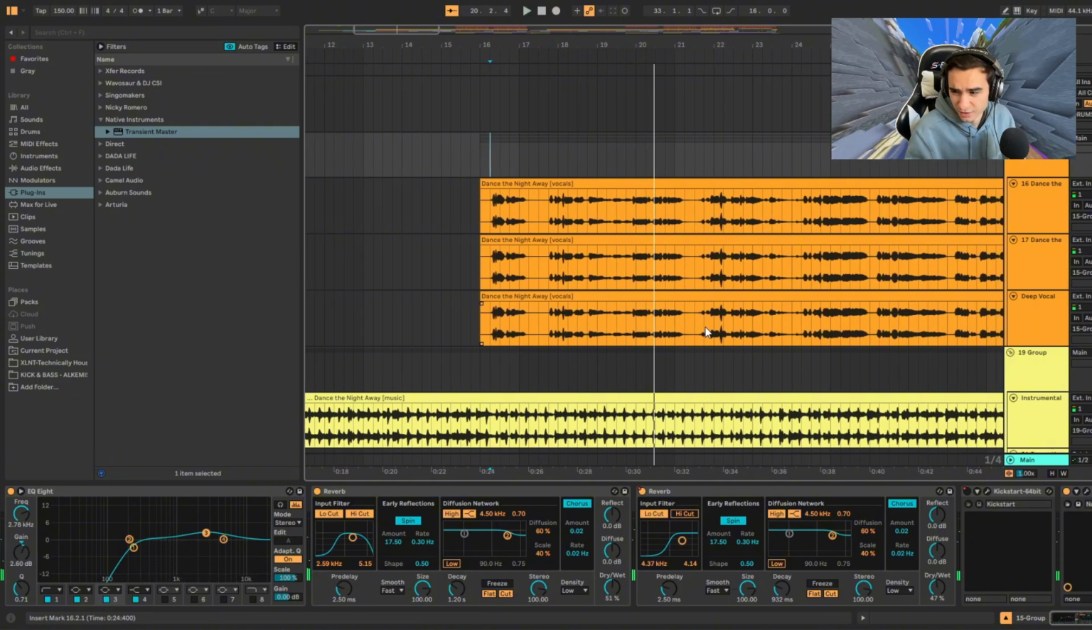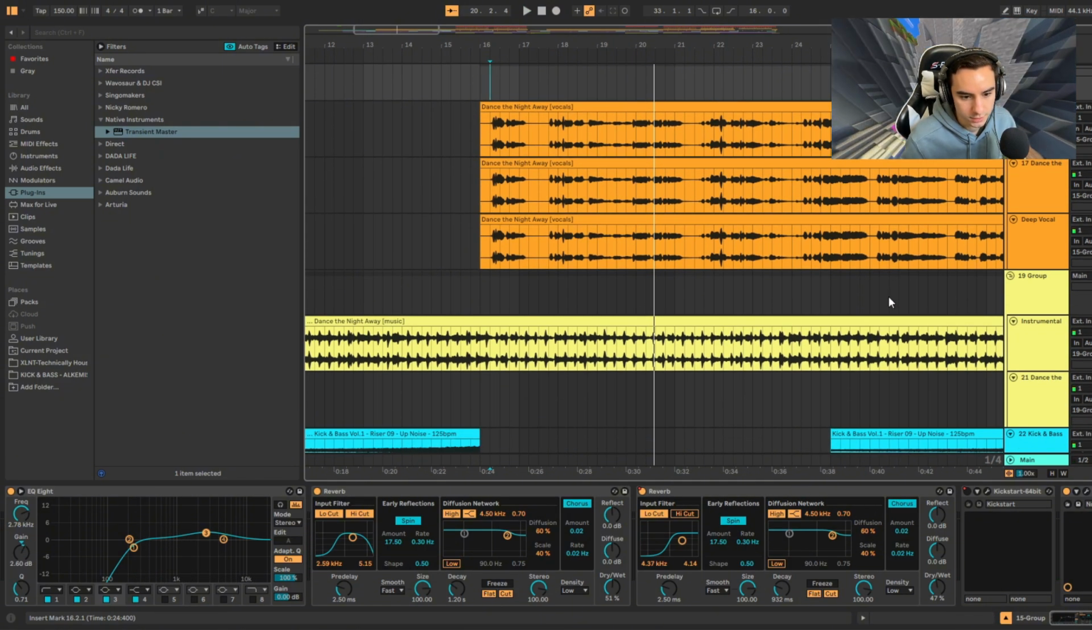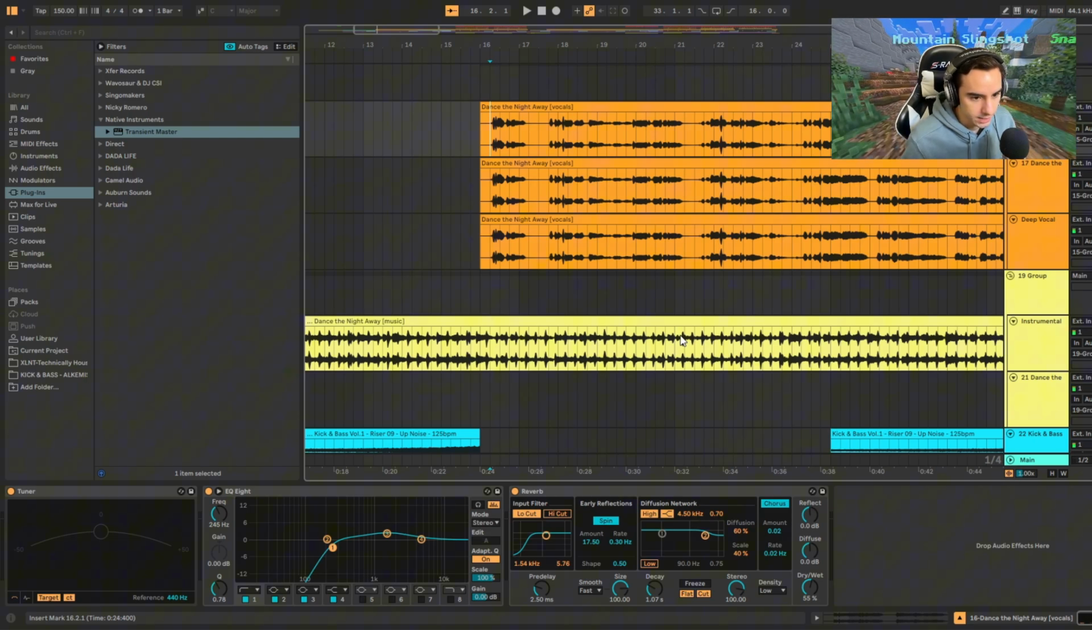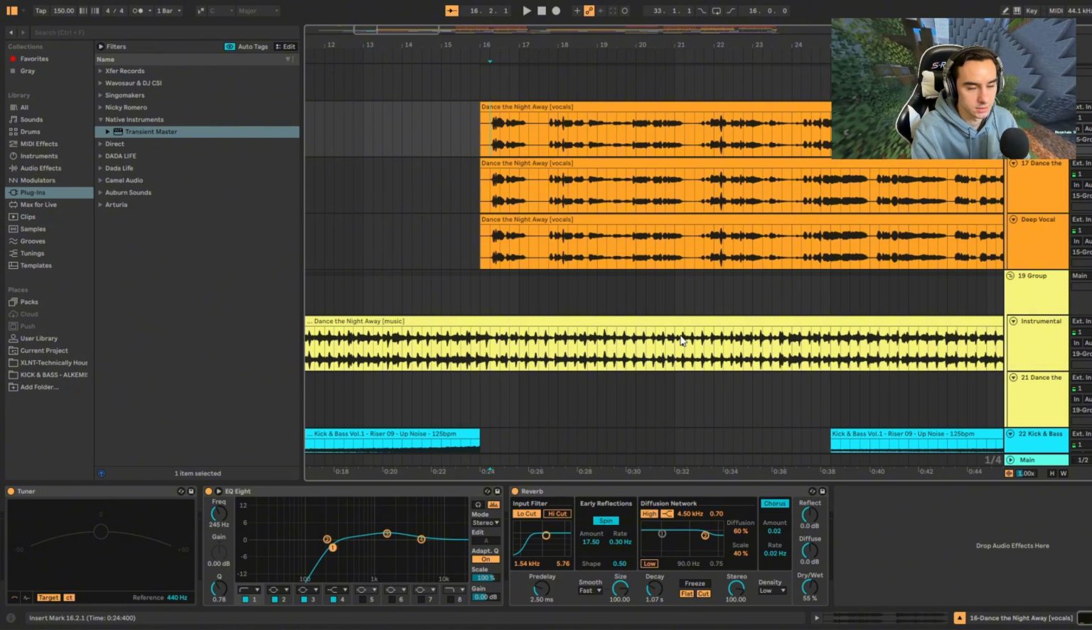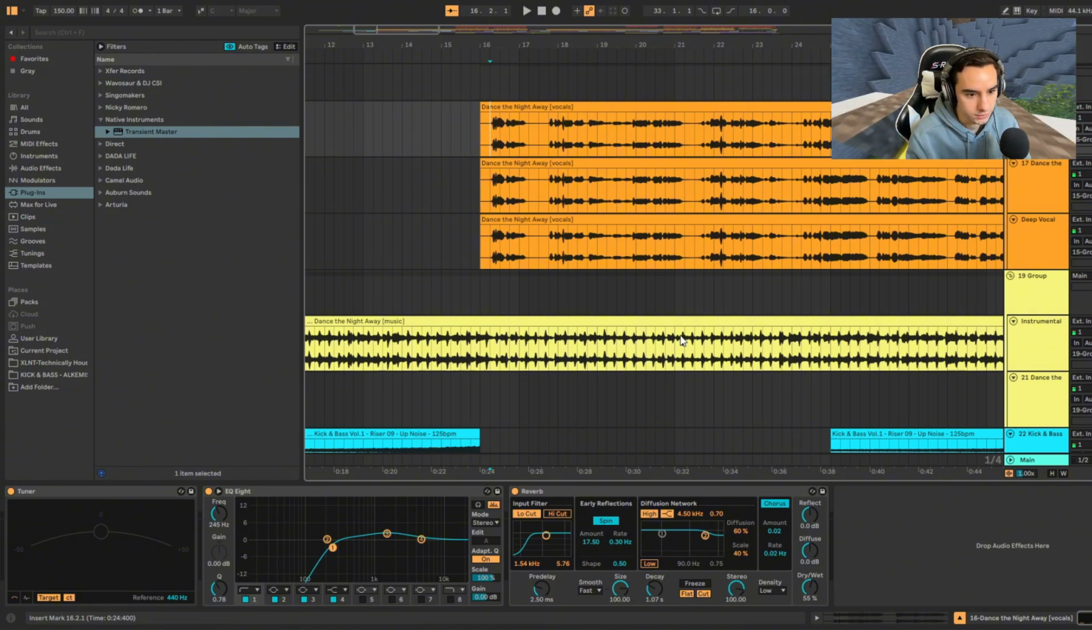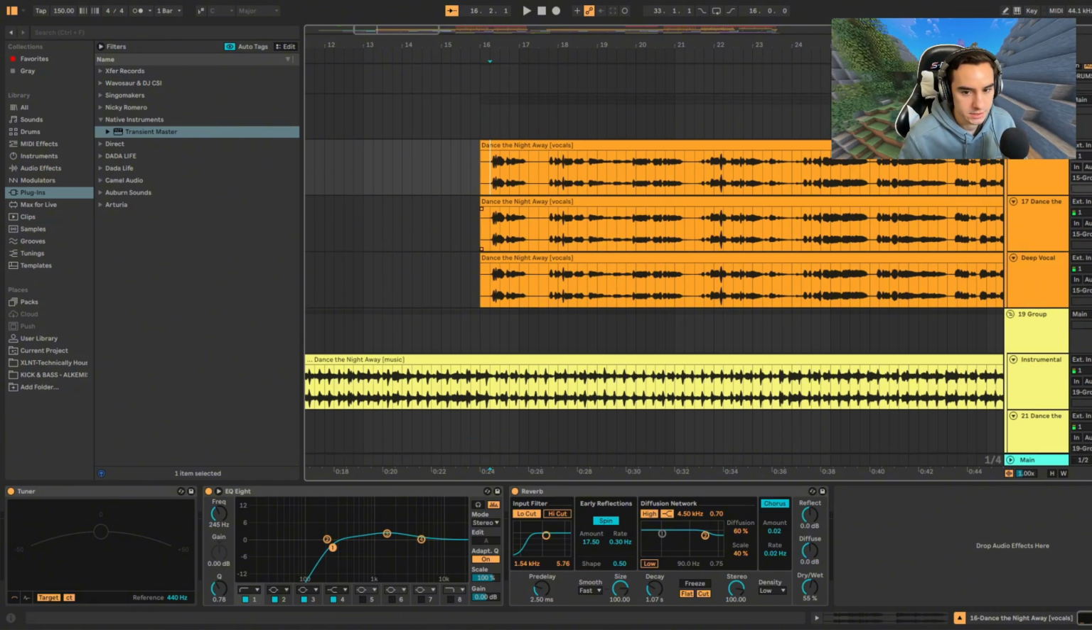It doesn't sound great, but when you put it over with the original instrumental, so it's actually just playing what the song originally sounded like, it's just the instrumental and the vocals I had separated, but I'm playing both at the same time. So this is what it sounds like.